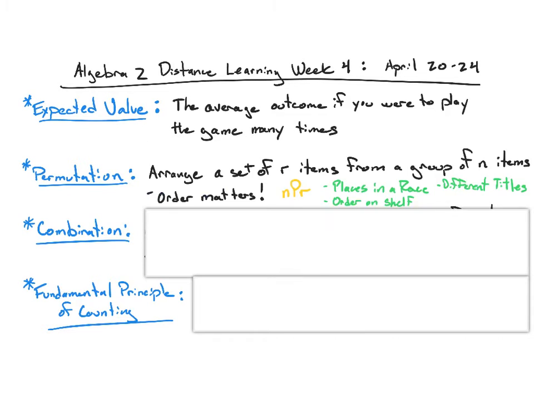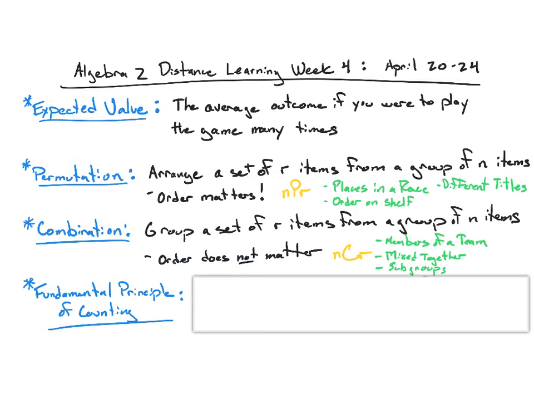A permutation is when you have a set of r things from a group of n items. So n is the total sample space or the group of things, r is how many you're choosing, and a permutation is when order matters. A couple examples: different titles, like president, vice president, secretary; places in a race, first, second, third; or orders on a shelf, where the order would matter. Then you use your calculator and use the nPr option, which is in the video for that lesson, to find the number of ways that can occur.